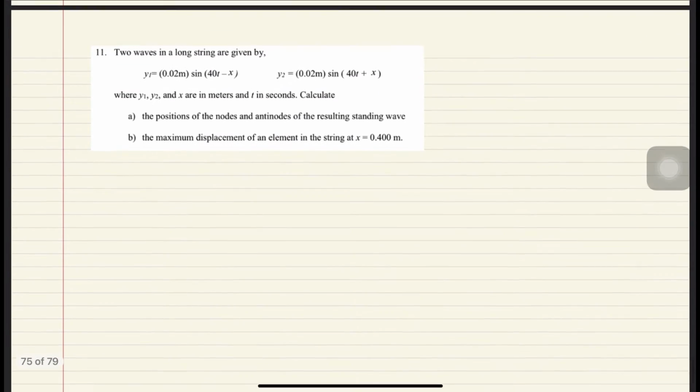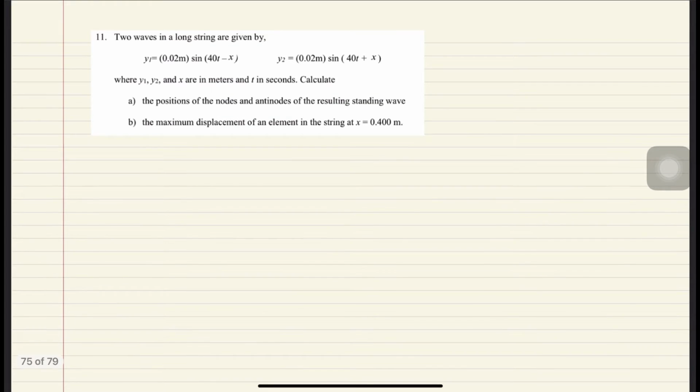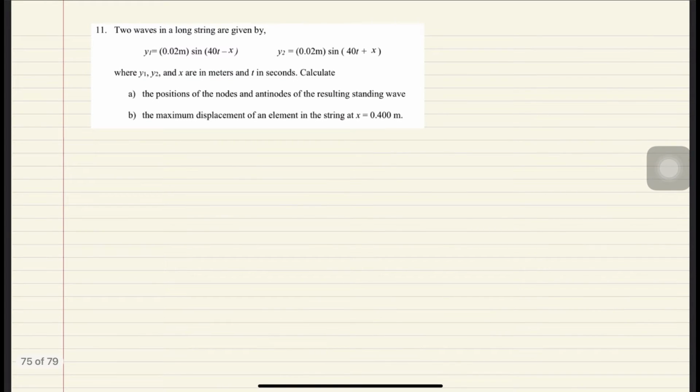For question 11, two waves in a long string are given by the following. The negative and positive signs indicate that these two actually move opposite to each other. This one moves to the right, while this one moves to the left. If they collide, you expect that the resulting wave will be y1 plus y2, right?